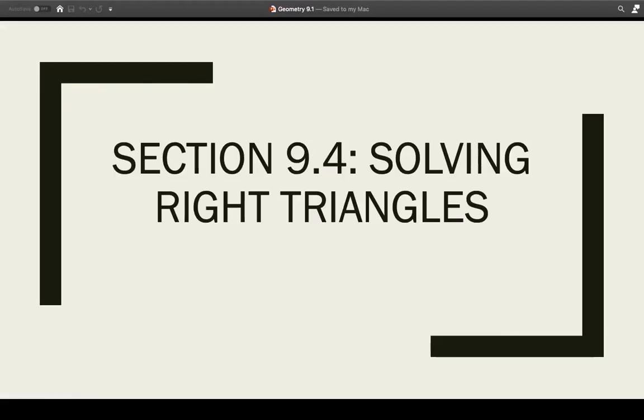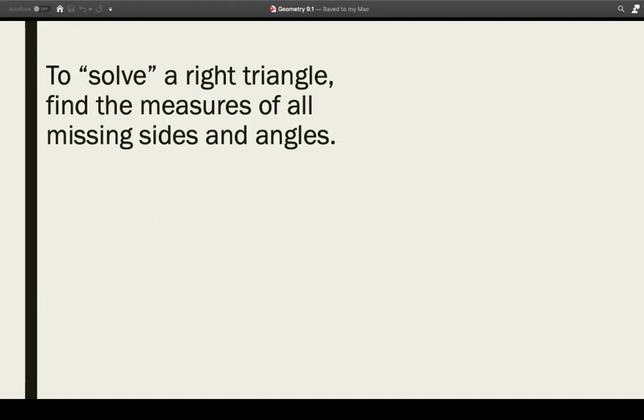All right, this is video number 1 for chapter 9, section 4 about solving right triangles. Nothing in this section is going to really be new. It's just going to be using some of the techniques we learned earlier on in the chapter. When we're solving a right triangle, all that means is we're trying to find the missing sides and angles. Anything in the triangle that we're not given, we're going to report back what that measure is, whether it's an angle in degrees or the measurement of a side.